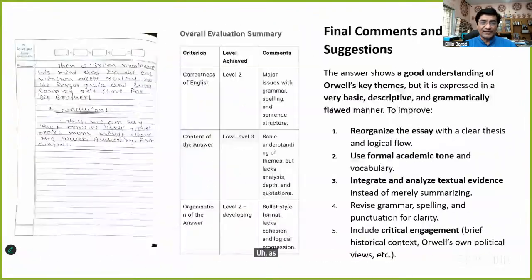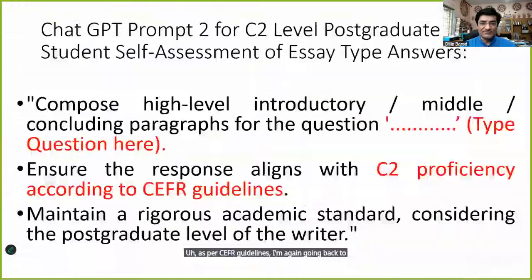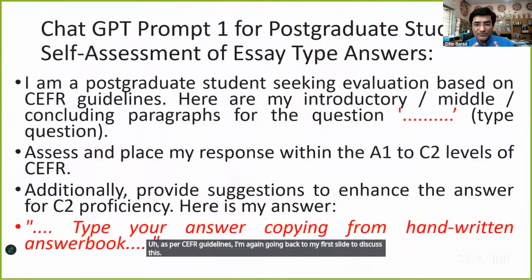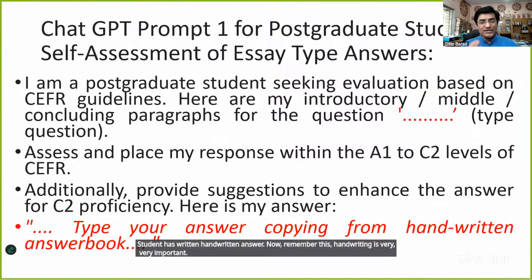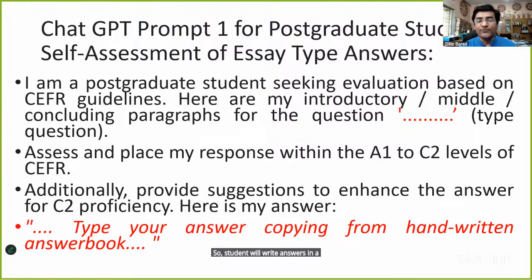CEFR and BAWE. As per CEFR guidelines, I'm again going back to my first slide to discuss this. We know that A1 is the lowest level and C2 is the highest level. So we make a prompt and tell that this is my answer. The student has written a handwritten answer. Now remember this, handwriting is very, very important. So the student will write answers in handwritten form, and then they will either scan or type that answer in any generative AI tool with a prompt that this is my answer to this question. Now grade it, evaluate it.